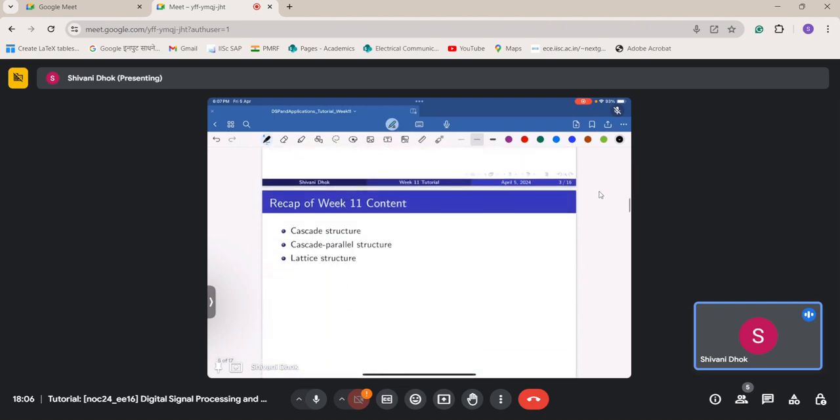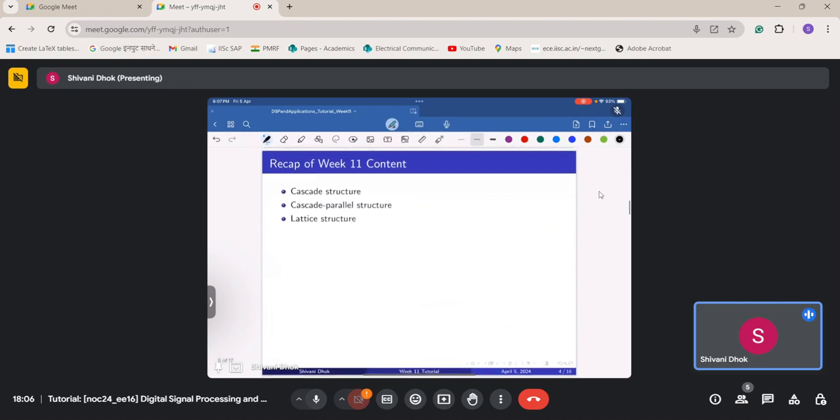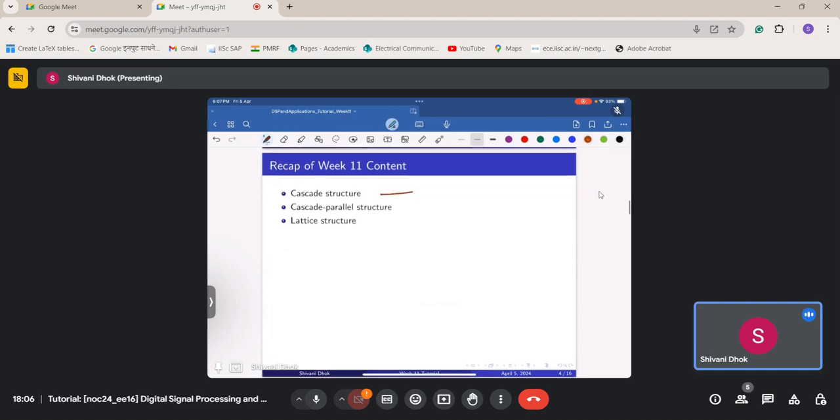In this particular week, we looked at three different structures for realizing digital filters. The first one was the cascade structure, where we cascade the systems like this, where H1 and H2 can be realized through direct form 1, direct form 2, or lattice structure. Then we looked at the parallel structure, which looks something like this.